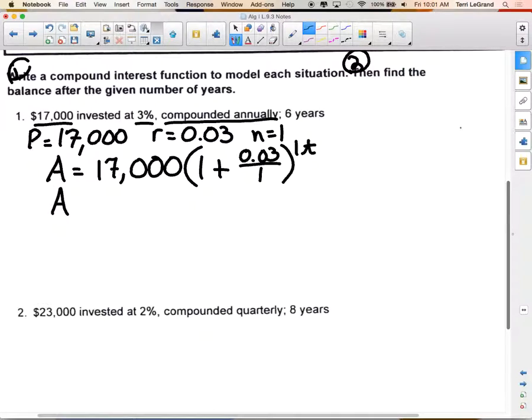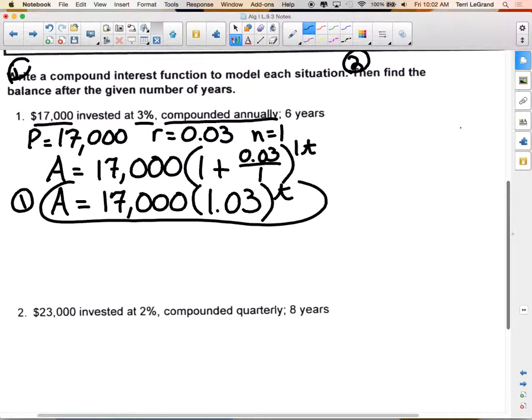Okay, so here we go. Let's get this cleaned up so we can say we have our model for this situation. Capital A, our Y value, stays capital A. 17,000. Well, what's 0.03 divided by 1? 0.03. And what's 1 plus 0.03? 1.03. And what's 1 times T? T. We'll just clean that up to T. Okay. This is our answer number 1, right here. Capital A left in it, little t left in it. No other variables anymore.